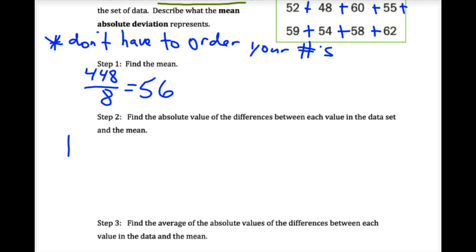Let's see. What's the first piece of data? I got to scroll up a little bit. What's the first piece of data, guys? What's the first guy's height? 52. The absolute value of 52 minus the average, 56. Believe it or not, everybody in here can do that in their head.